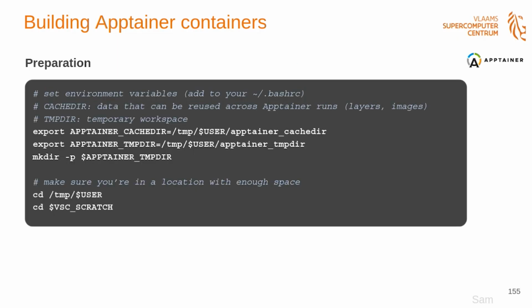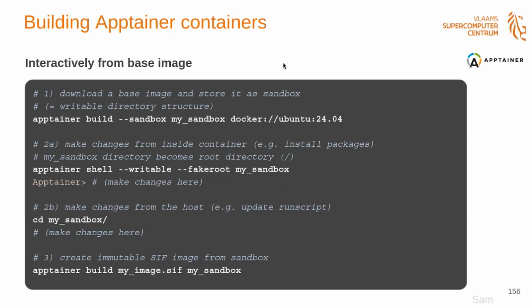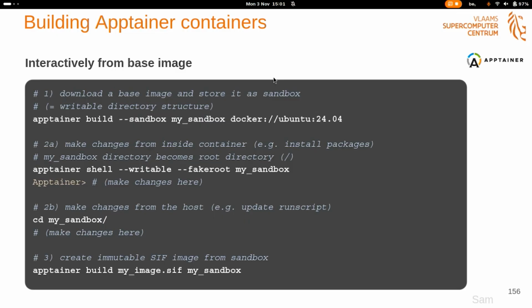Okay, so the first thing you have to do is again do the preparation and set some environment variables. So this is APPTAINER_CACHEDIR, which is the cache for Apptainer, and APPTAINER_TMPDIR, which is some temporary data for Apptainer. As I've written here, it's recommended to add this to your .bashrc so you don't forget about it. Okay. And then here are some instructions for building interactively. So we can try to do that again.